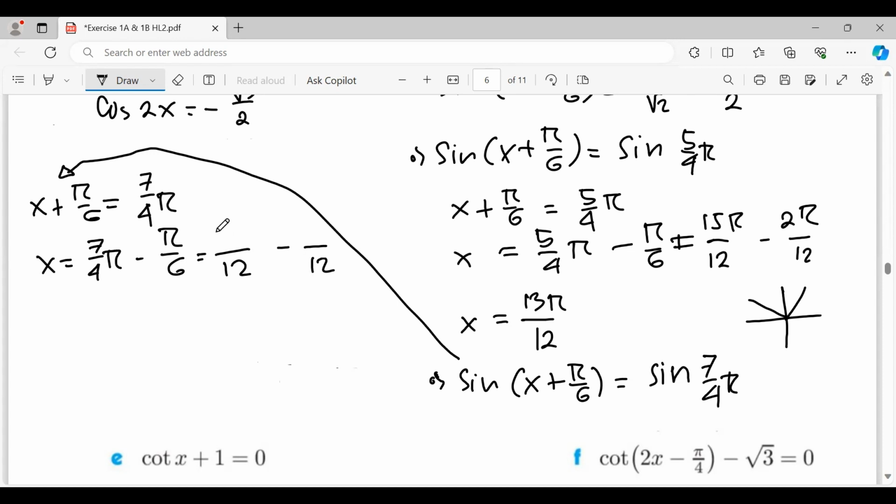3 times 7, 21 pi. 2 times 1, 2 pi. Okay. So if we calculate, this becomes 19 over 12 pi.